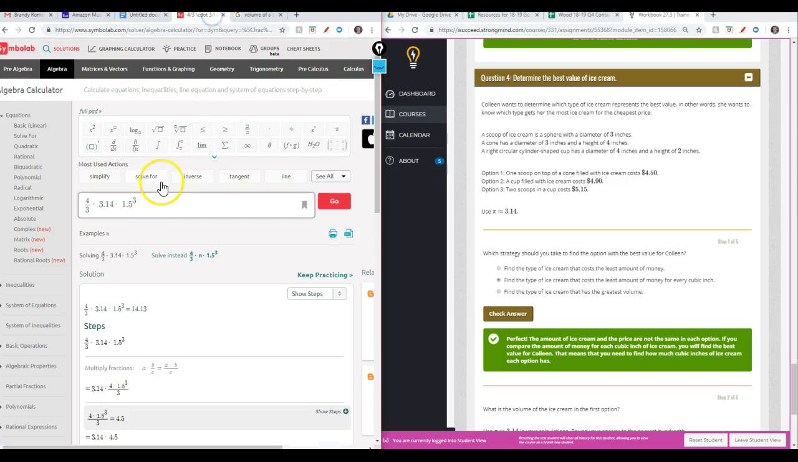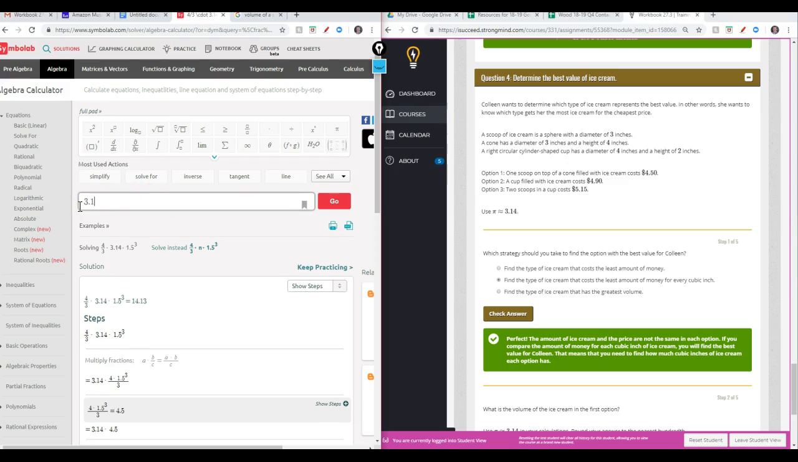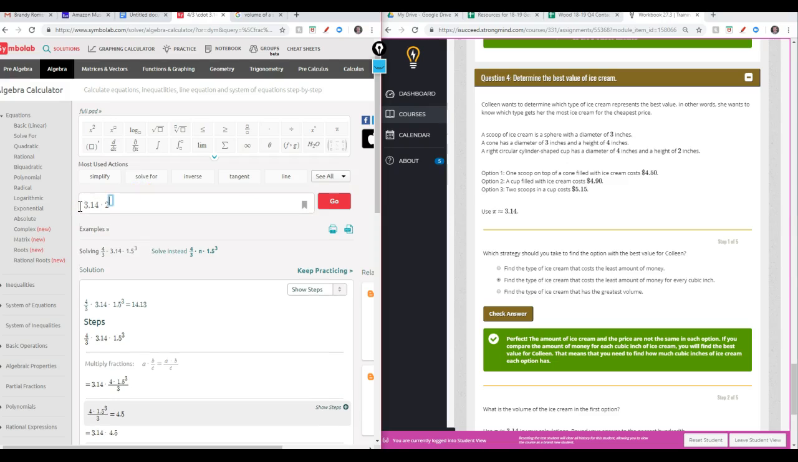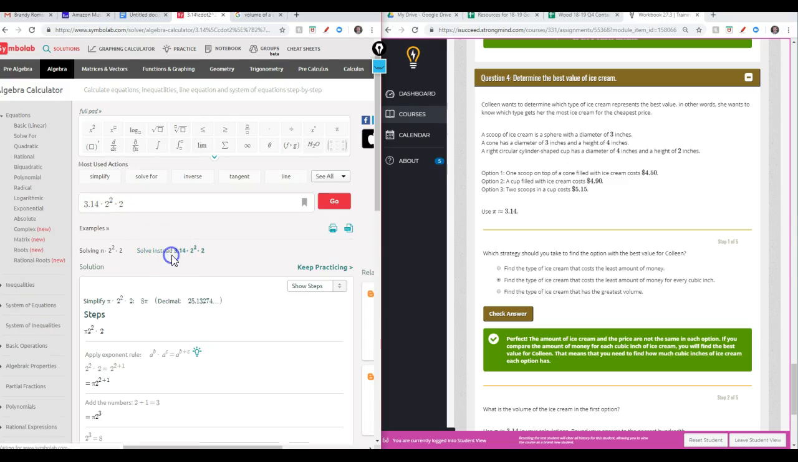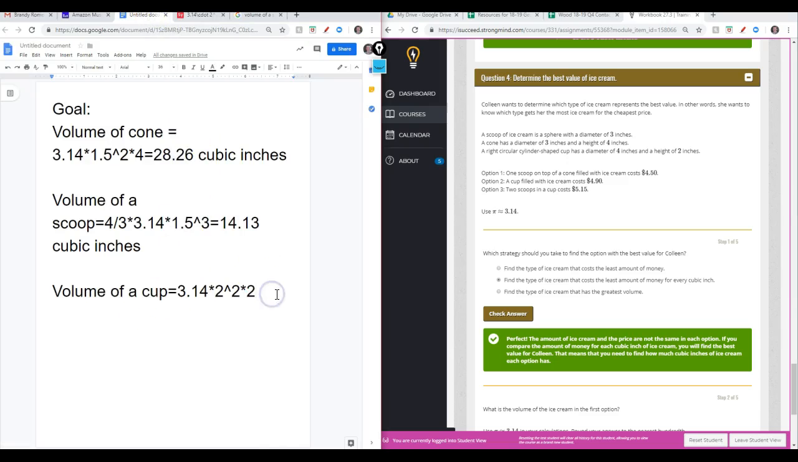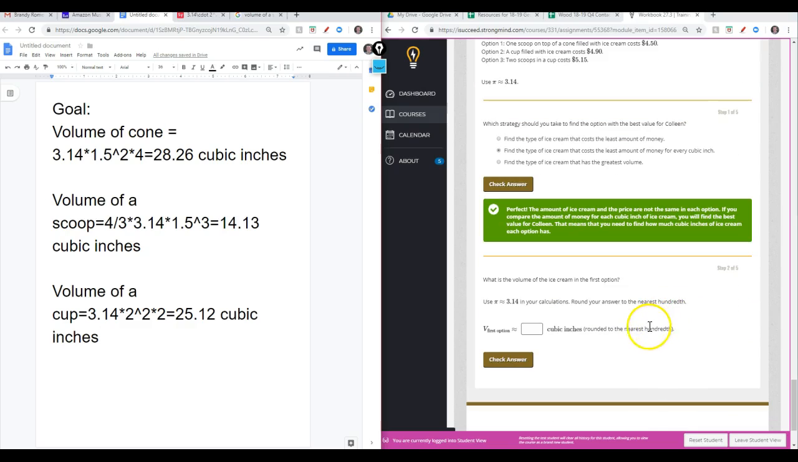So let's jump over to our calculator. 3.14 times 2 squared times 2. And it is 25.12 cubic inches. Okay, so now remember, our strategy is to find the least amount of money for every cubic inch.